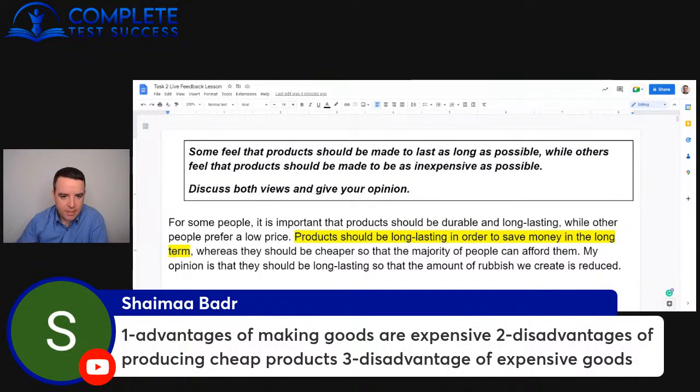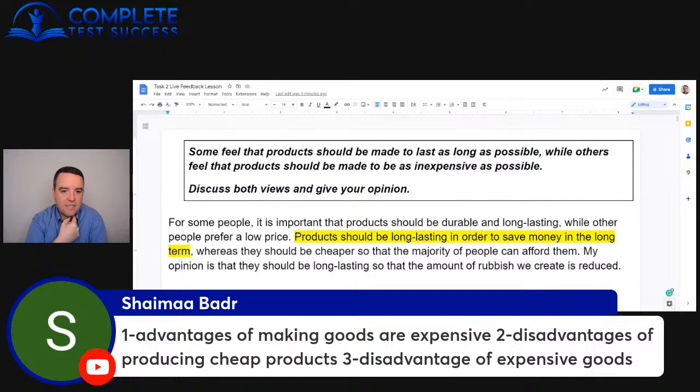Shaima, advantages of making goods are expensive. Disadvantages of producing cheap products. Disadvantages of expensive goods. No. So it's not the advantages of making goods that are expensive. It's the advantages of making goods that are durable. And they're going to be more expensive, but it's not that we're trying to make expensive goods. It's that we're trying to make durable goods.